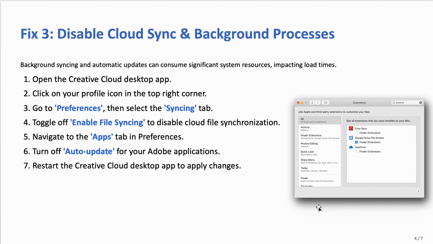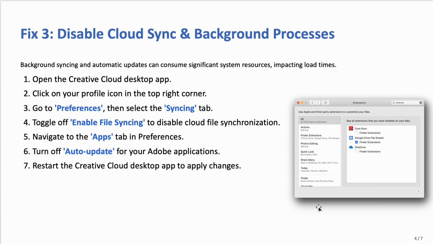Second thing, guys, disable cloud sync and background processes. Background sync and automatic updates can consume significant system resources and impact load time. So open the Creative Cloud desktop app, click on your profile icon in the top right corner and go to Preferences, then select the Syncing tab.